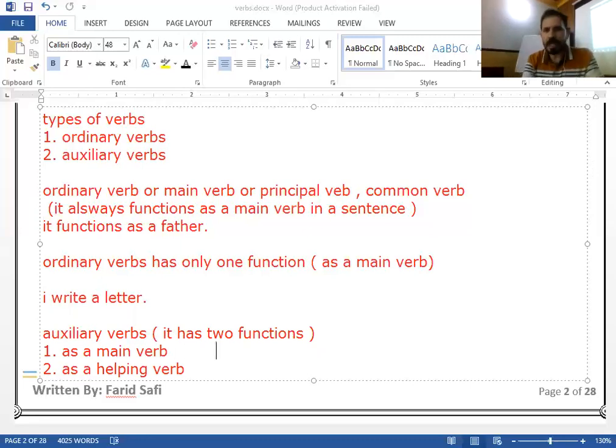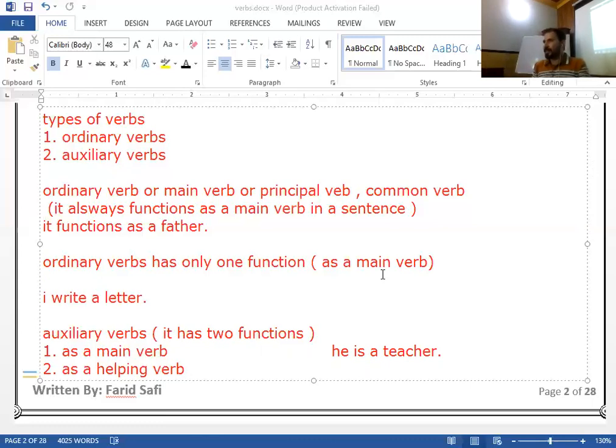If I say is a main verb: he is a teacher. He is a teacher. Which one is the verb? Is. The only verb in the sentence we have is is. Do you have any other verbs? We don't have any other words. The only verb in the sentence is is.